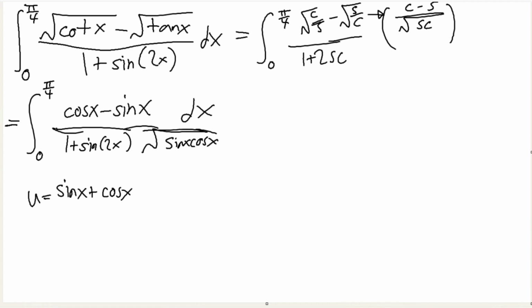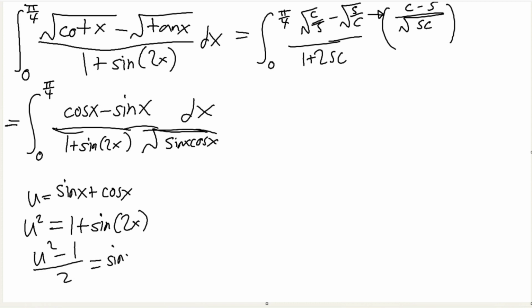So this is another very tricky technique to see. So u squared is what? 1 plus sine 2x, right? Then sine 2x is pretty much sine 2x but without the 2. So u squared minus 1, divided by 2, is sine x cosine of x. Aha! So our integral, well, plug in 0, we get 1. Plug in pi over 4, we get root 2.